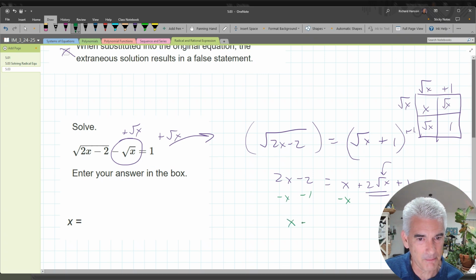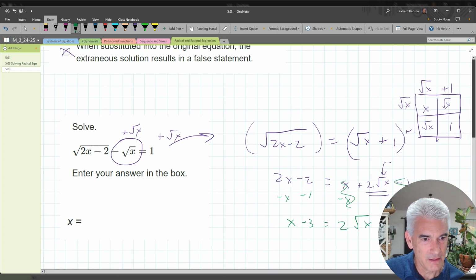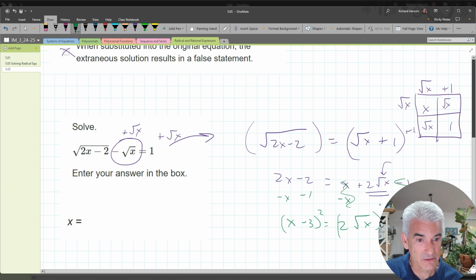So I get x minus 3 equals 2 root x. And like I said, I'm not going to divide by 2 because I don't want to introduce a fraction. So at this point, I'm going to square both sides again. So x minus 3 squared and 2 root x squared. This is going to be 4x. This is going to be, so it's a lot of work, x squared minus 6x plus 9. I guess not too bad.